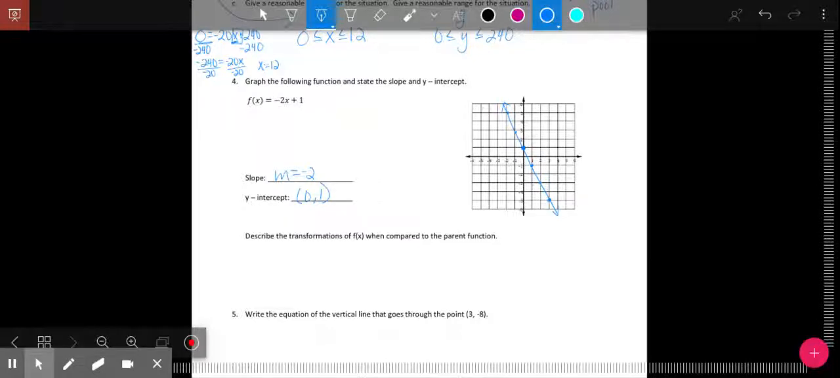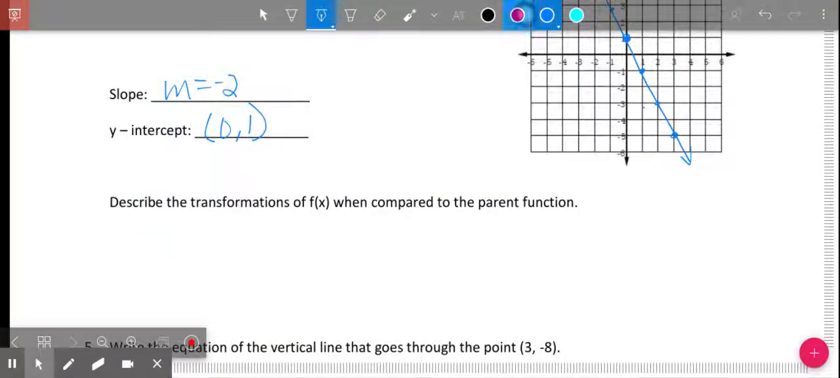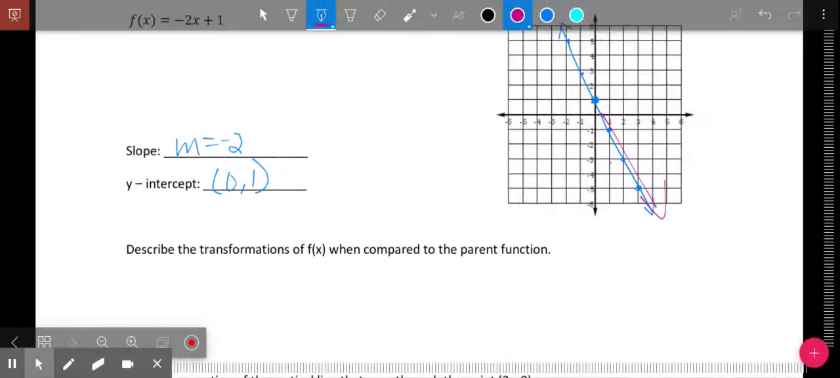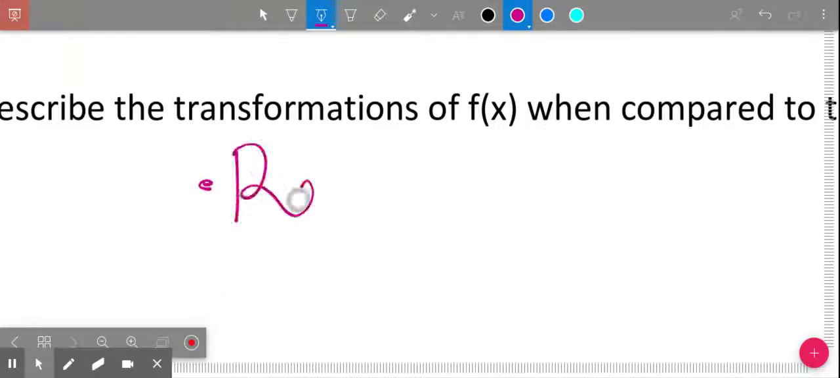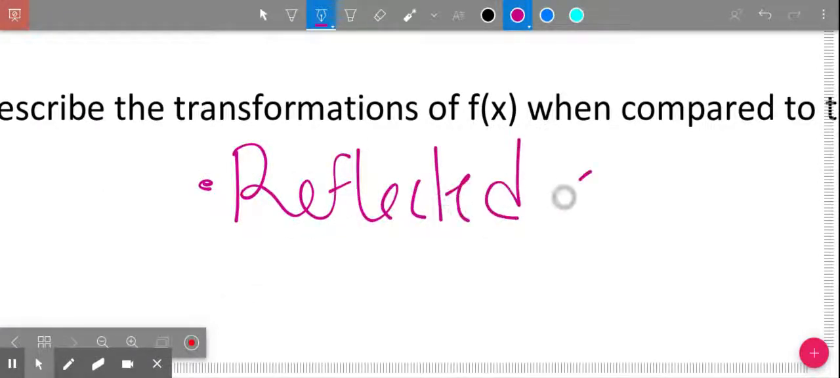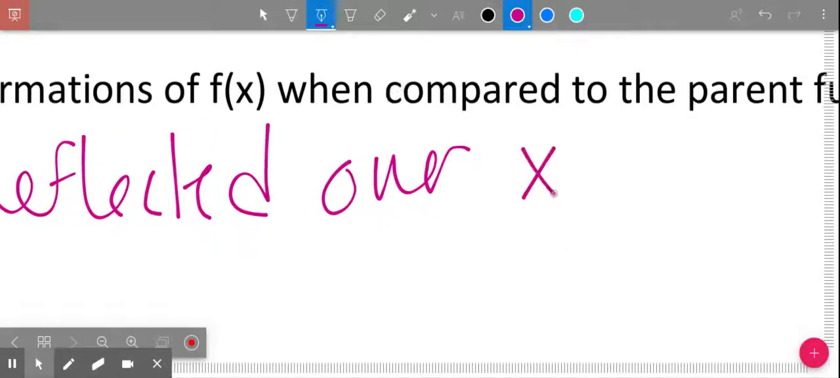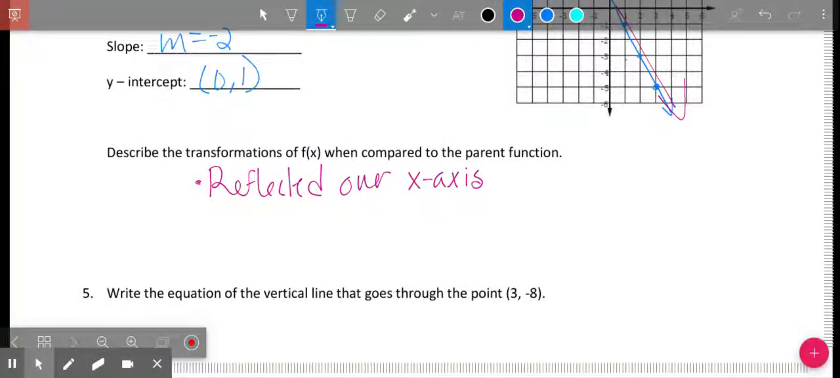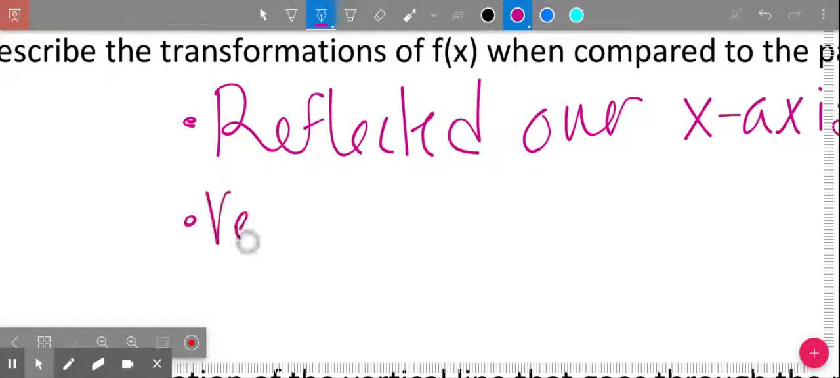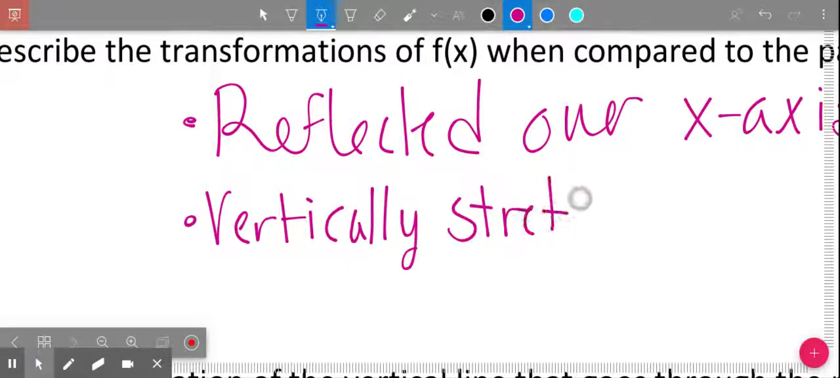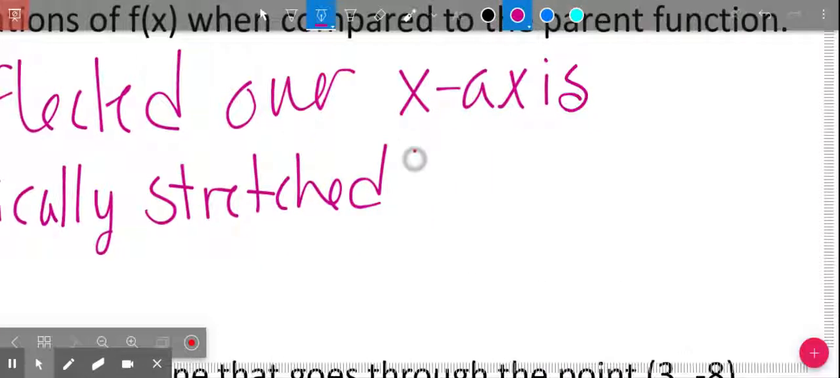The next part of that says describe the transformations when compared to the parent function. Okay, so we notice that my new function is going down. We also notice that our slope is negative up here. So that means the first thing is it's been reflected over the x-axis. The next one is that our slope is 2. Since it's a whole number, we know that it has been vertically stretched by a factor of 2.